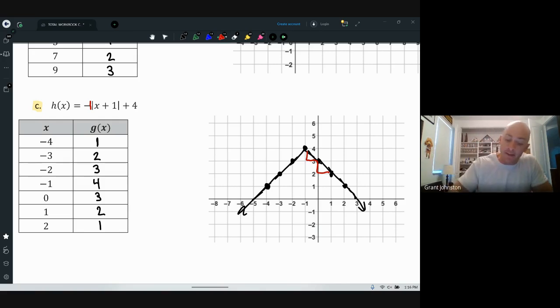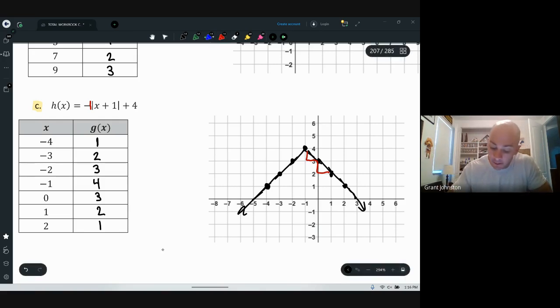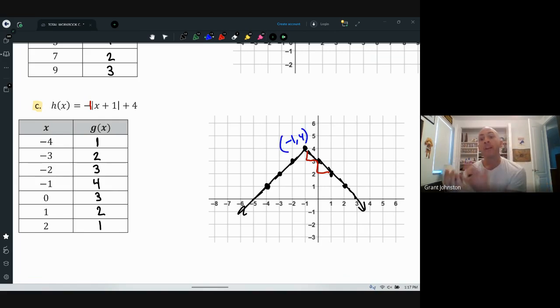Now the vertex of this thing, I'm going to bring in the idea of vertex, is at negative 1, 4. So comparatively to the original, which started at the origin, it's 1 to the left, which is opposite of this plus 1 like we were talking about, and then 4 up. So that's where it's indicated there.